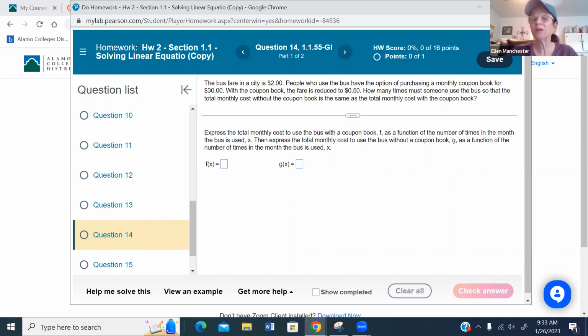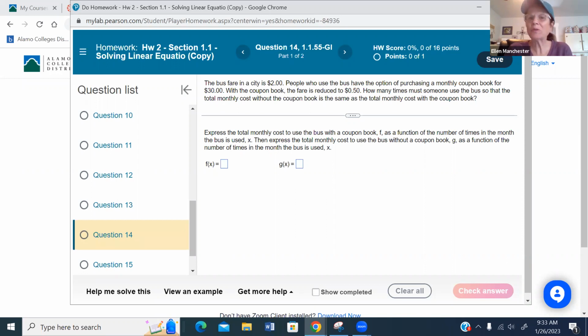Okay, so a bus fare in a city is $2. Put that in your head. It costs $2 every time you ride the bus. People who use the bus have the option of purchasing a monthly coupon book for $30. It's a one-time purchase. With the coupon book, the fare is reduced to 50 cents. So if I purchase a $30 coupon book, now the bus fare went from $2 down to 50 cents. The bus fare is lowered, but I paid $30.